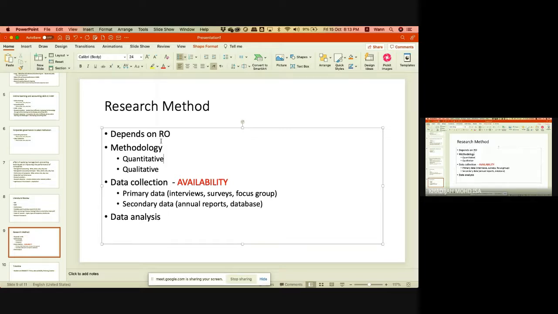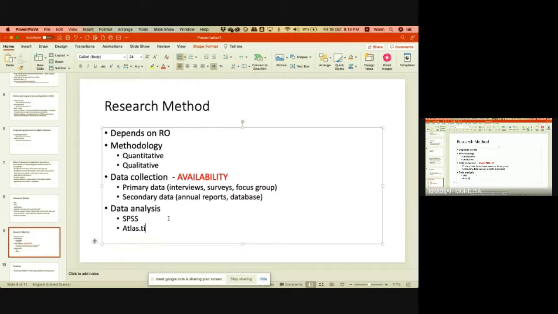So data analysis also depends on whether you are going to analyze your data using SPSS, or if it's qualitative, sometimes we now use Atlas TI, right? So data analysis, and from data analysis you have your findings.